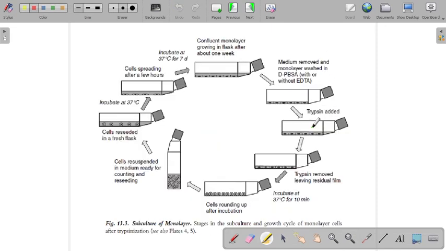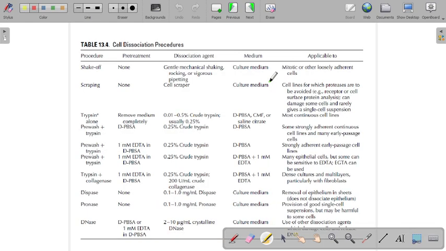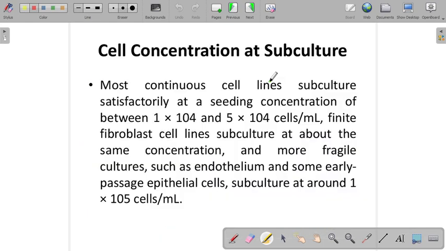Right? Next topic is how we subculture. I hope we have studied these things, subculturing, what we do and how we do. I need not repeat it again.